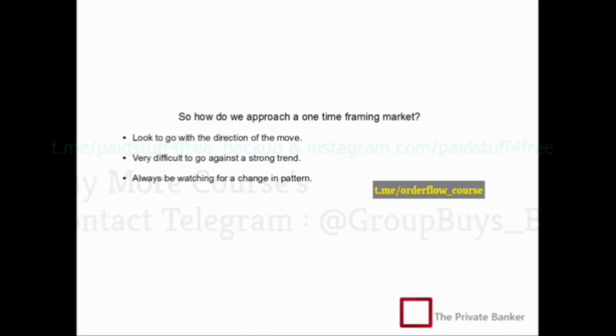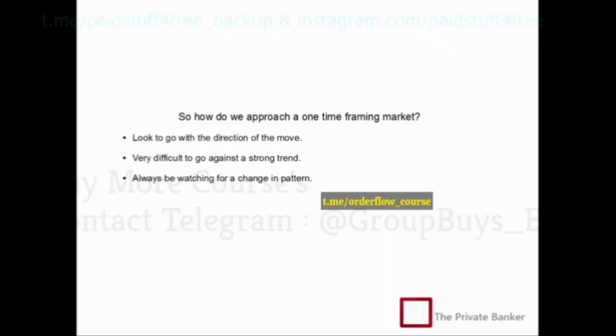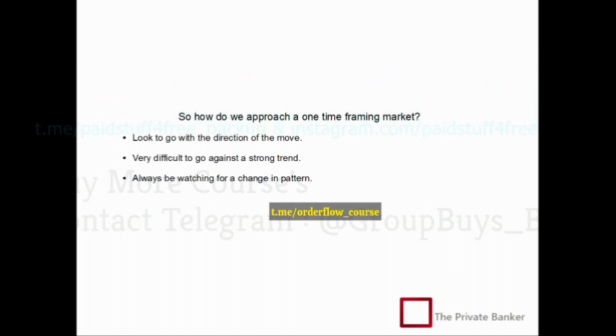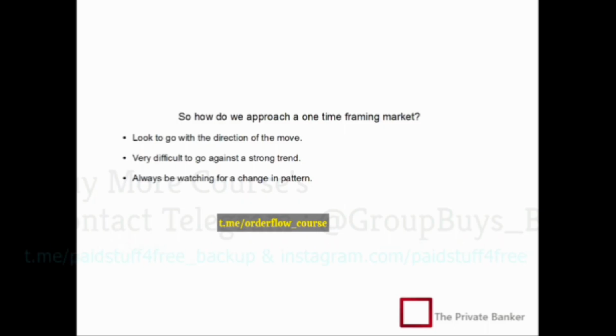So just in summary, how do we approach a one-time framing market? Well, we want to look to go with the direction of the move. And as I've shown, it's very difficult to go against that strong trend or move. And of course, we always need to be watching for a change in that pattern, so a stopping in the one time framing, which gives us that heads up that balance is potentially returning to the markets.